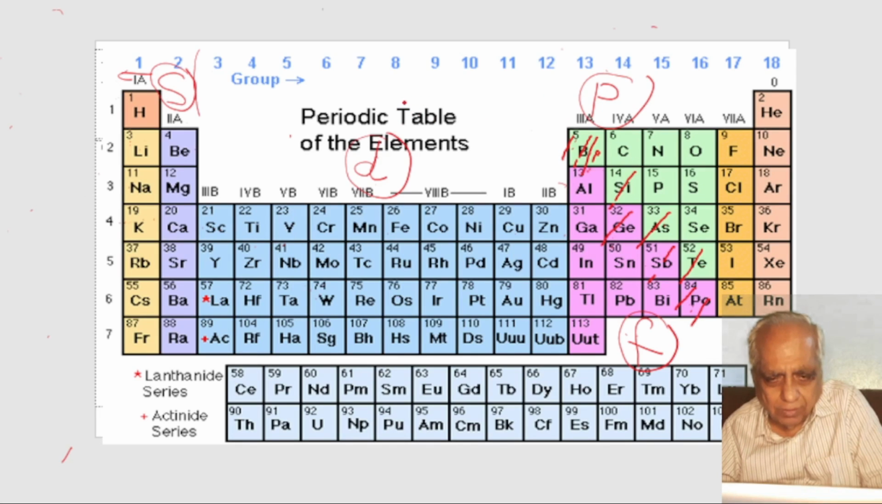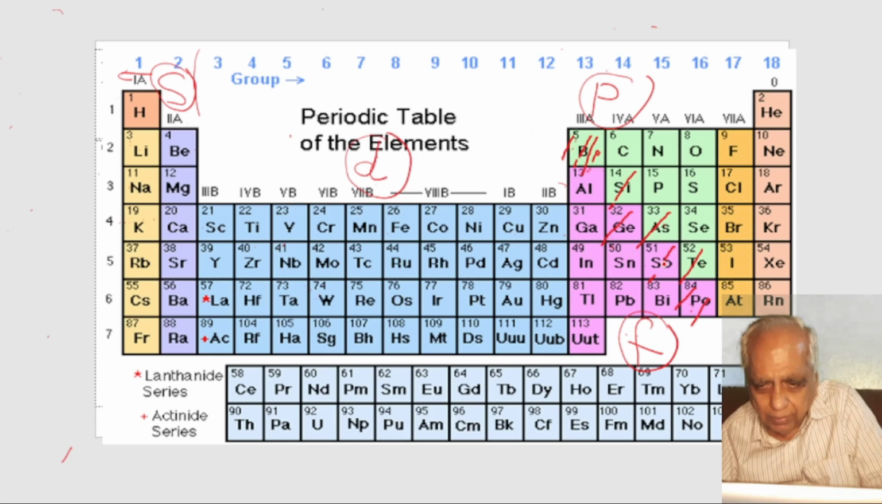Then now let us try to see where are my metalloids. Metalloids are shown by these red diagonals. In the second period, boron is a metalloid. In the third period, silicon is a metalloid. In the fourth period, germanium and arsenic are metalloids. And in the fifth period, antimony and tellurium are metalloids. In the sixth period, polonium is a metalloid.